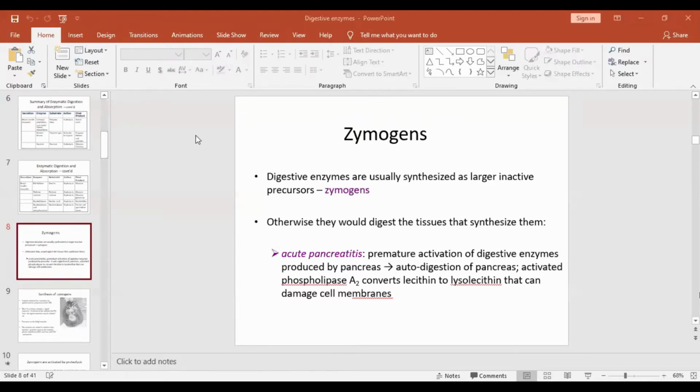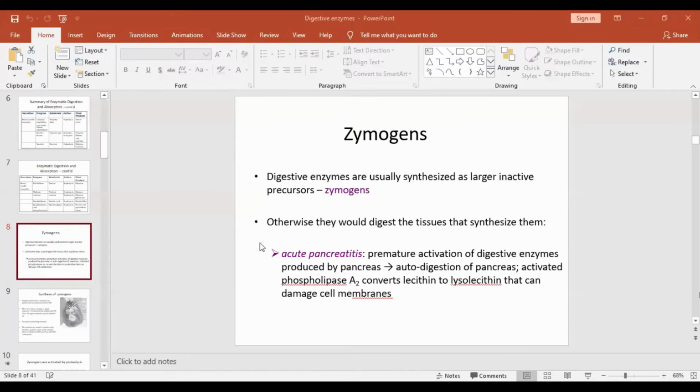Now we are talking about the zymogens. Zymogens are synthesized as large inactive precursors, and they are not synthesized in active form. The question is why. If they were synthesized in their active form, they may digest the tissue that synthesizes them. The problem may arise that they would digest the same tissue which synthesizes them.